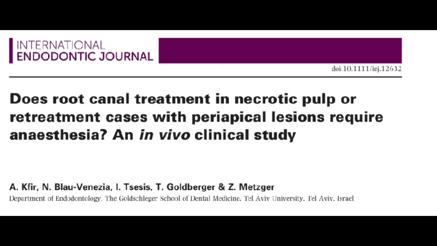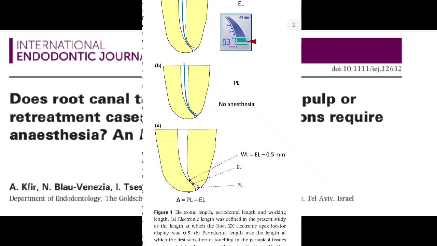The difference between the periodontal length and the electronic length measurements in both groups and in the pooled group of all 80 samples was significant. The distance between the working length and the first place that the patient experienced any sensation was almost 1 mm. This distance represented the sum of the difference between periodontal length and the electronic length plus the 0.5 mm, as shown in this figure.